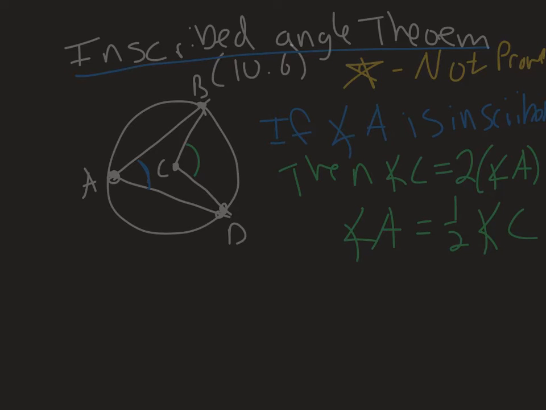So the book will try and do its thing where it's talking about the measure of the arc being the measure of this central angle here. I prefer to think of it in terms of angles. If angle A is inscribed, then the central angle for the according arc is going to be twice the size.